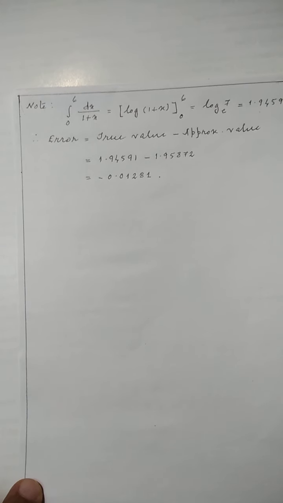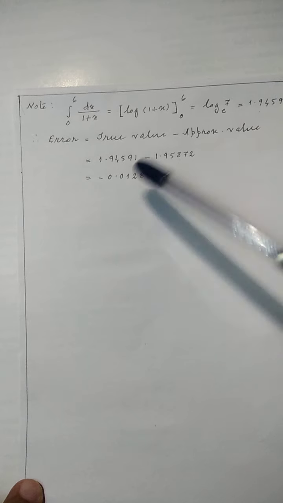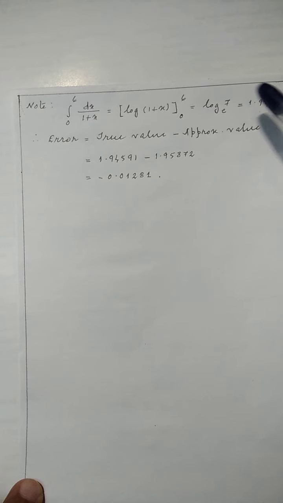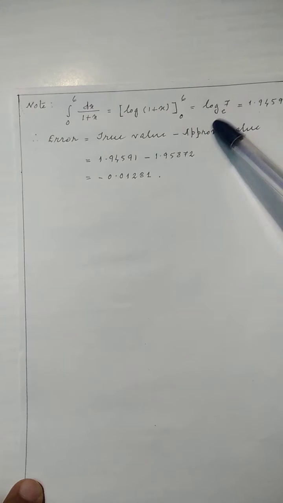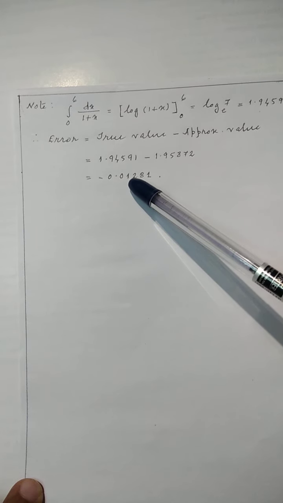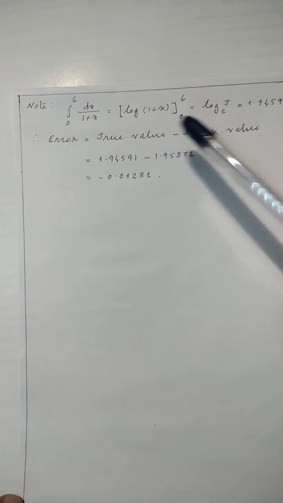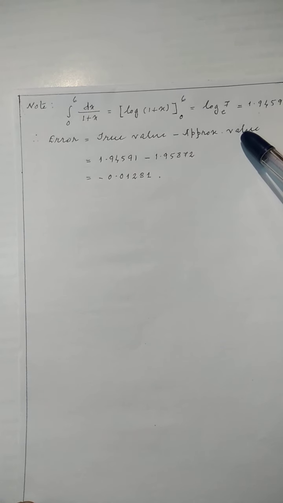So what is the error? If you compare this value with the values obtained by trapezoidal rule, Simpson's 3/8 rule and Simpson's 1/3 rule, I think this value 1.95872 is closer to this value. So if you take the difference of true value and approximate value, you will get minus 0.012821. So this is very, very small. So that way we can find out the error, taking the help of the true value and the approximate value obtained by numerical analysis.